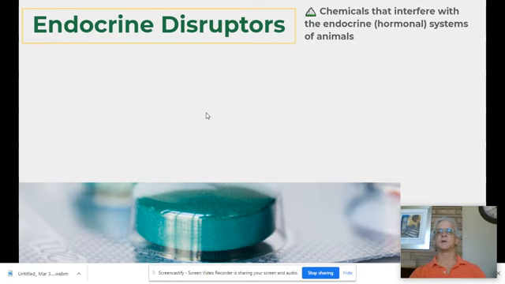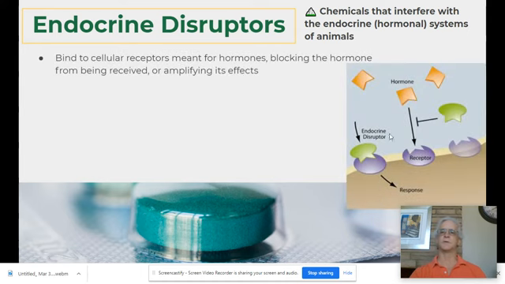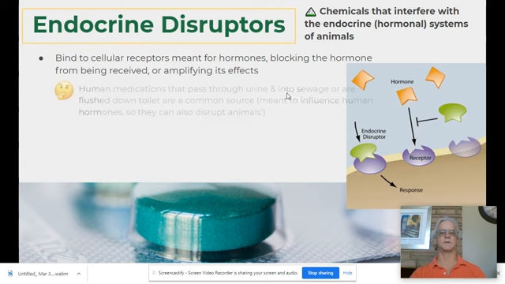An endocrine disruptor is a chemical that interferes with the endocrine or hormonal system of animals. They bind to cellular receptors, so they come in here, pretend they're a hormone, and make it so that the hormone cannot bind, and therefore they either block the effects or they can actually amplify the effects.